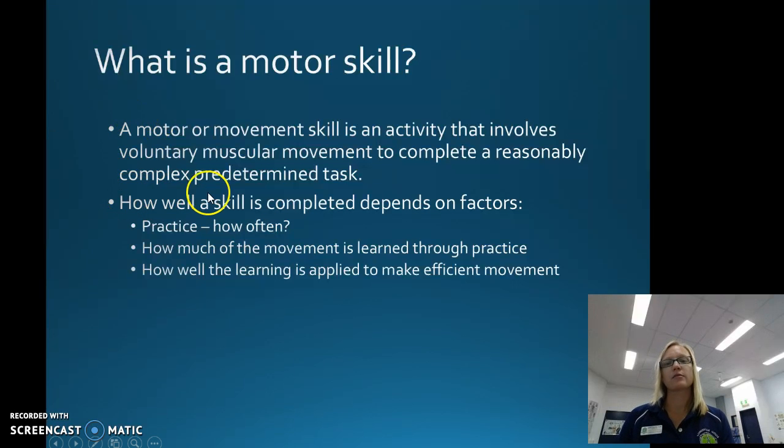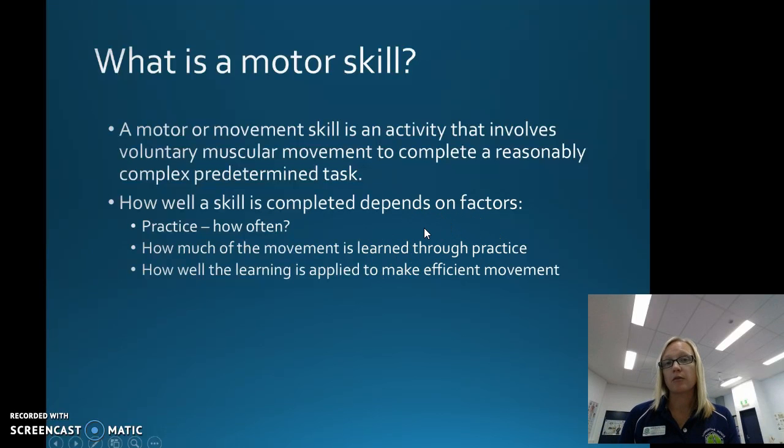So how well a skill is completed depends on many factors, but some of those factors are how often you practice. Not just how often you practice, but how accurately you are practicing. So people say practice makes perfect. Not quite right. Perfect practice makes perfect. If you're practicing a skill using the incorrect technique over and over again, that's not particularly going to help your motor skills.